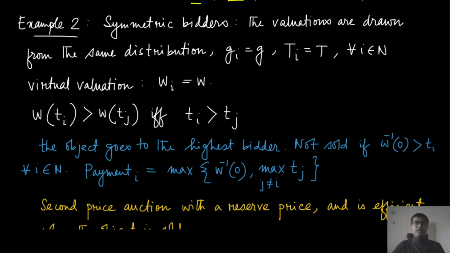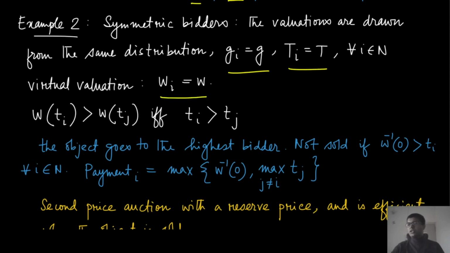Now we can look at a rather simpler example, which is of symmetric bidders. What symmetric bidders means is that the valuations for all the players are drawn from the same distribution. So the G_i is the same, equal to G for all the players, and also the type sets are the same.